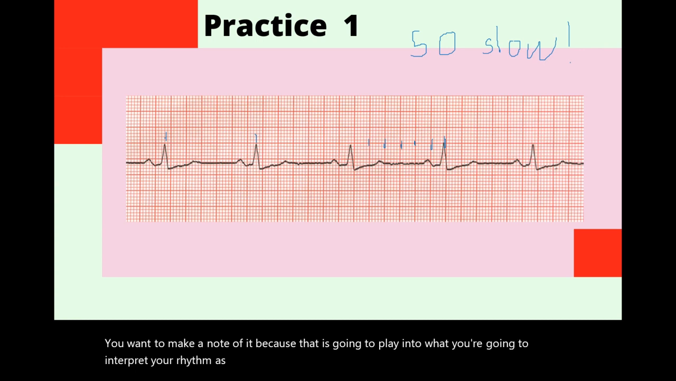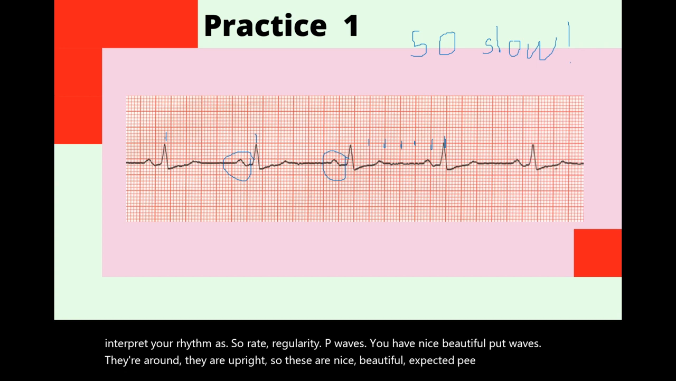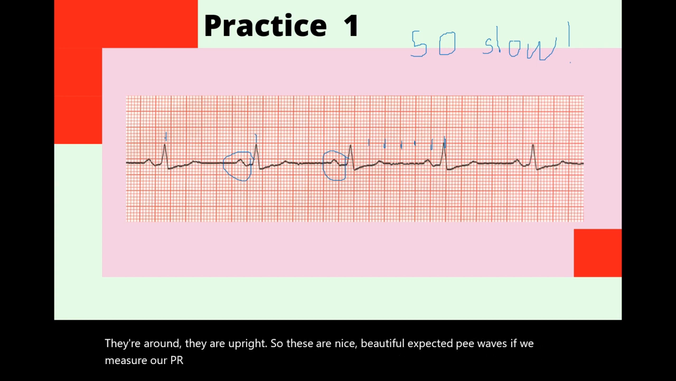So rate, regularity, P waves. We have nice, beautiful P waves. They are round, they are upright. So these are nice, beautiful, expected P waves. If we measure our PR intervals, this one starts right here and it's going to end right here. It's about 5 small boxes or 0.20 seconds, so that is within normal.